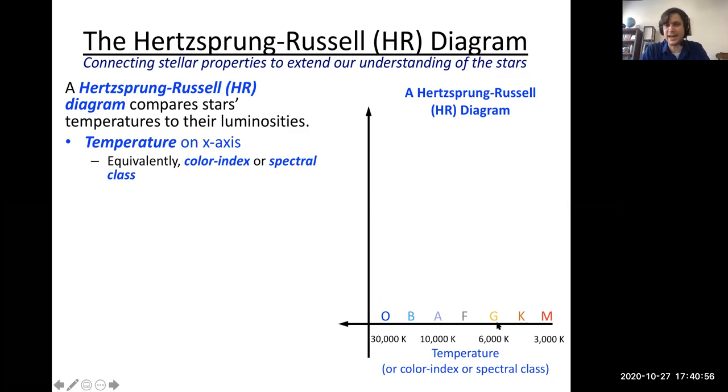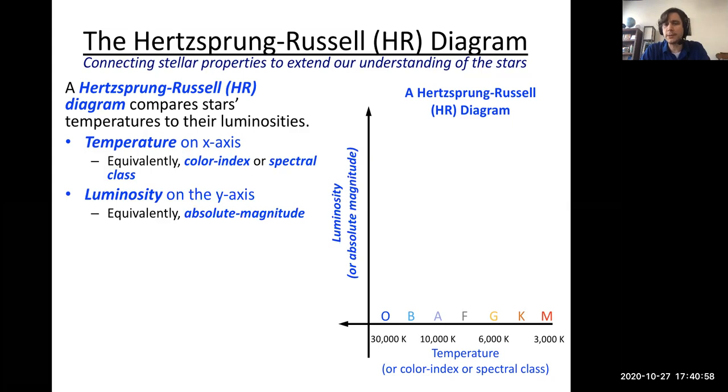On the y-axis, we're going to plot the luminosity. How bright is the star? Intrinsically, what is its natural brightness? How much energy is it giving off every second? And we saw that luminosity, we can also measure using the magnitude system, where we're talking about the absolute magnitude. How truly bright is that star? How bright would that star appear if it were 10 parsecs away from the Earth in the magnitude system?